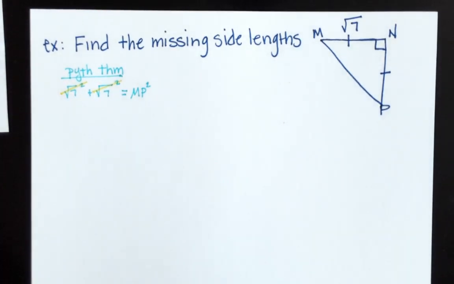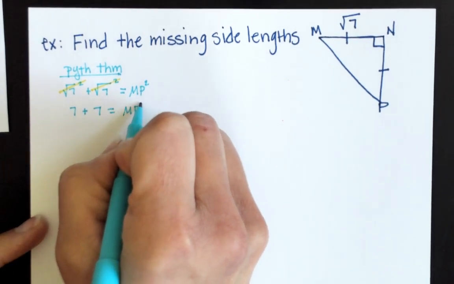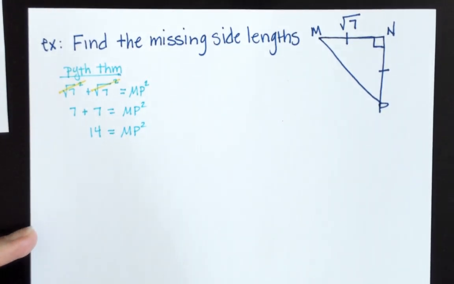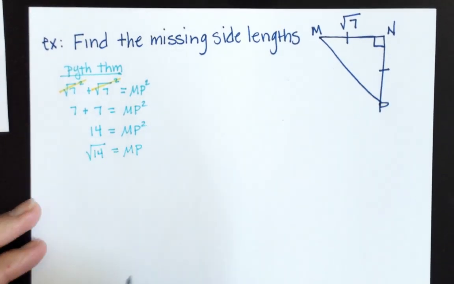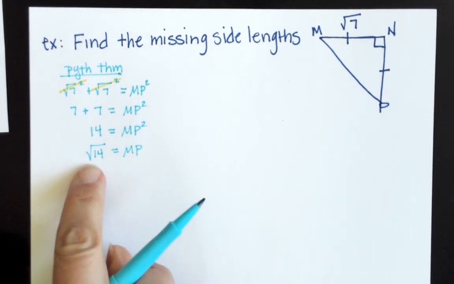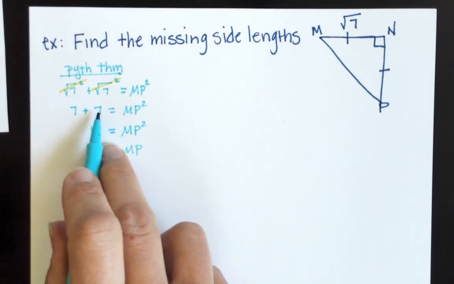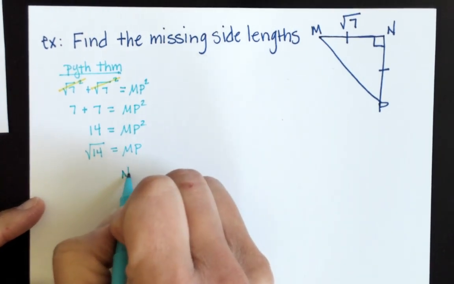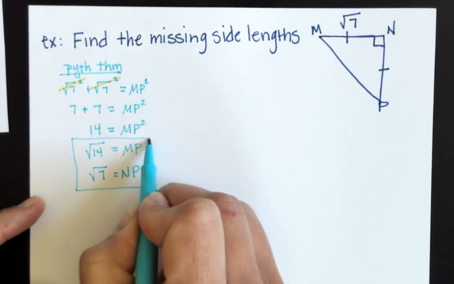So we're going to end up with 7 plus 7 equals MP squared, or 14 equals MP squared. When we take the square root, we end up with the square root of 14 is MP. Now, we know that we can't simplify this because 2 times 7, well, 2 is a prime number, 7 is a prime number, it's not going to work. So the length of MP is radical 14, and we already used that the length of NP is radical 7. And we're done. So you have your Pythagorean theorem.